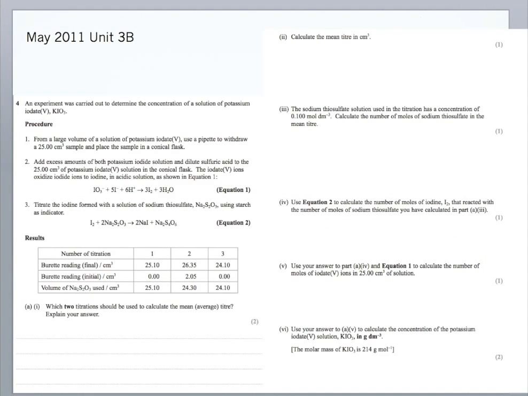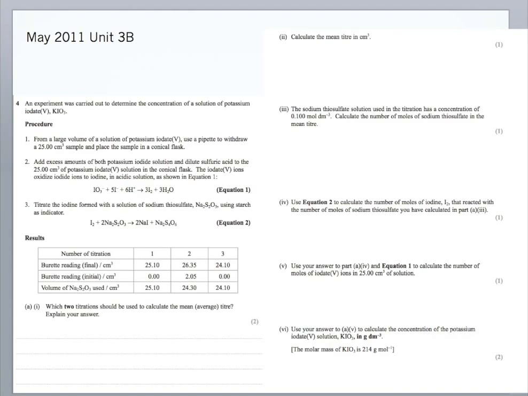May 2011, again Unit 3B, which is usually used for international centers, because they don't have the facilities to carry them out. But it's quite good. If you go on the Edexcel website, you can find all the exam papers for that, and they will help a lot in your preparation for your practicals.